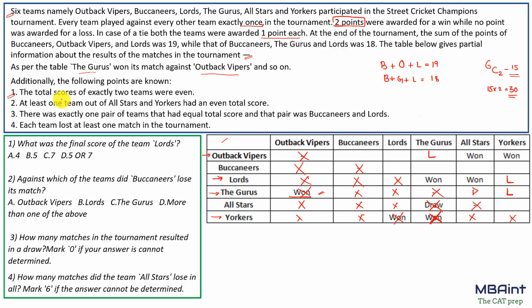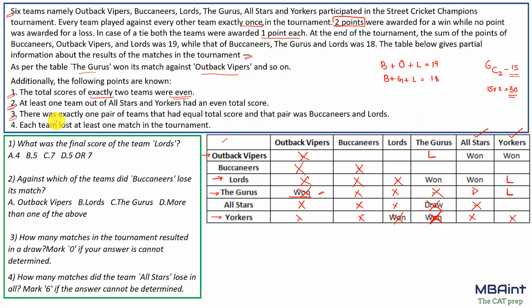Now the first point says that the total score of exactly 2 teams was even. So we will have 2 teams with even scores, and all the other 4 teams would have odd scores. Fine. So we cannot use it as of now. Let's keep it. The second point says at least 1 team out of Stars and Yorkers had an even total score. So at least one of these 2 will have an even total score. Fine. Again, we cannot start with this information. Let's see something else.